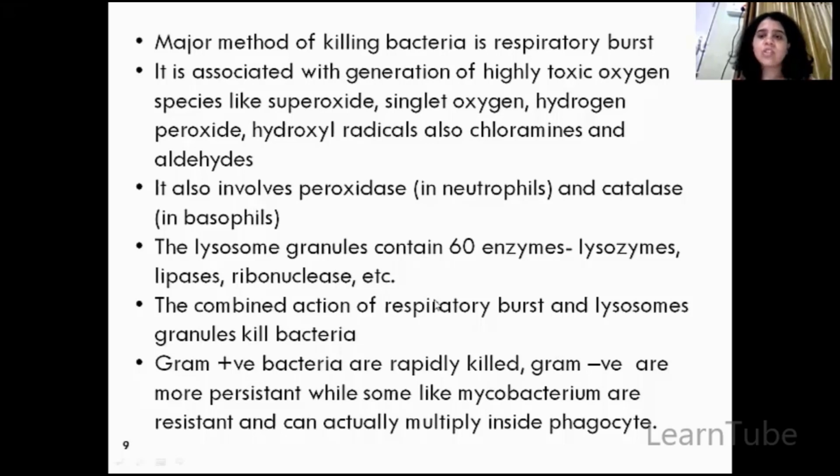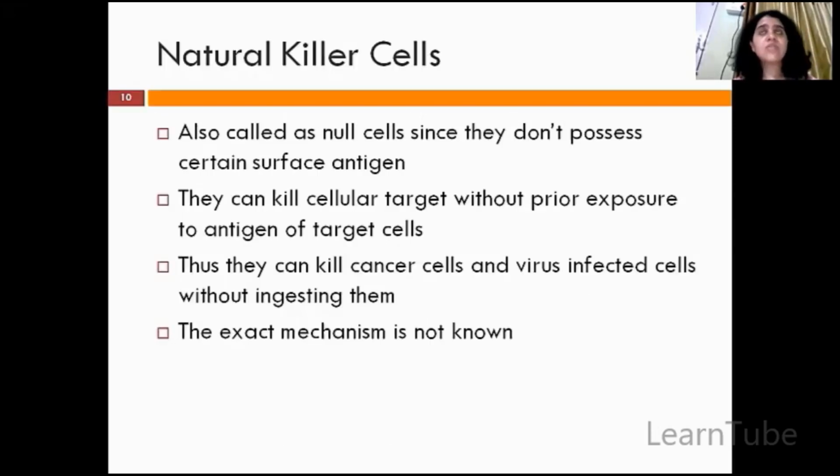Usually gram-positive bacteria are easily killed. Gram-negative bacteria are persistent, and it becomes difficult to kill them. And there are some bacteria like mycobacterium which are resistant, and they can even multiply in the phagocyte. They will enter inside the phagocyte, but still they can multiply. So here you can see that the virulence factor of that particular microbe is high, as it can inhibit the phagocytosis process. So our next class is the natural killer cells.